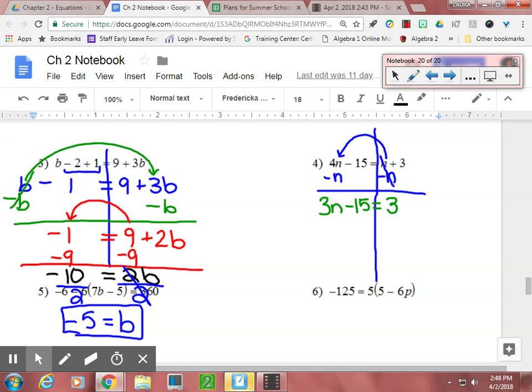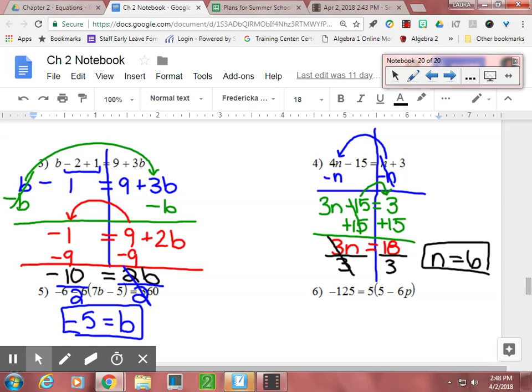Well, now I need to take this 15 and move it to the other side. So I took all my letters to the left and all my numbers to the right. So to move this, I'm going to add 15. Okay, so that's going to make them go away here. And that's going to give me 3n equals 18. My last step then is to get n by itself. Well, to get n by itself, I have to move the 3. 3 times n, the opposite is to divide. And I get that n equals 6 for my answer.